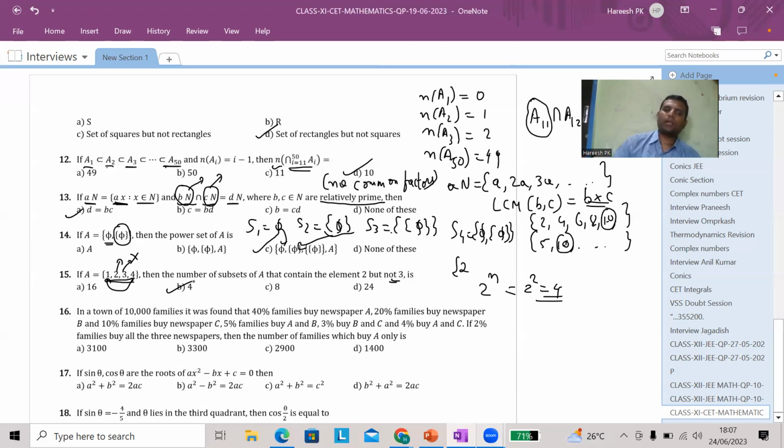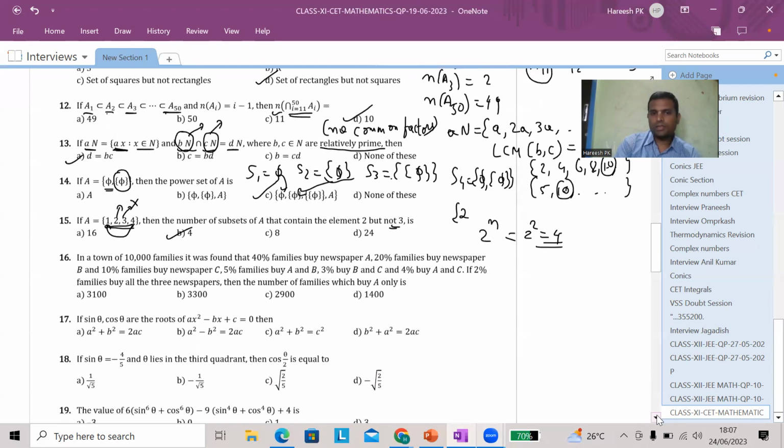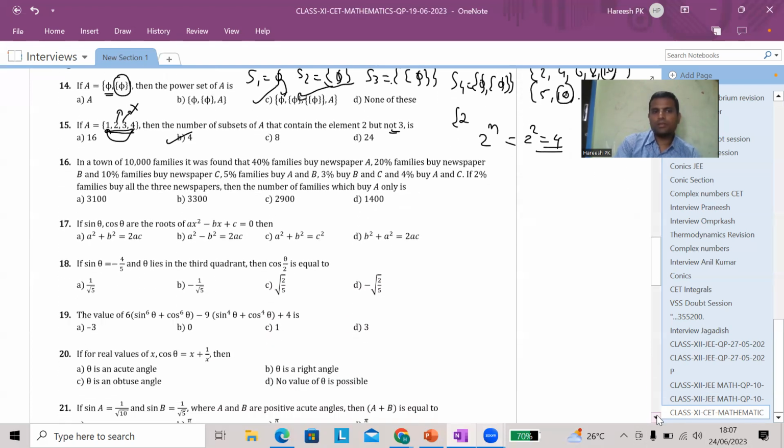So 16th again is a Venn diagram based question. Quite easy. Whenever they give questions on Venn diagram, where they have given n of A, n of B, n of C, A intersection B, B intersection C, C intersection A, and A intersection B intersection C, when all data is given, start filling the Venn diagram from the common region. Okay, so let's do this.